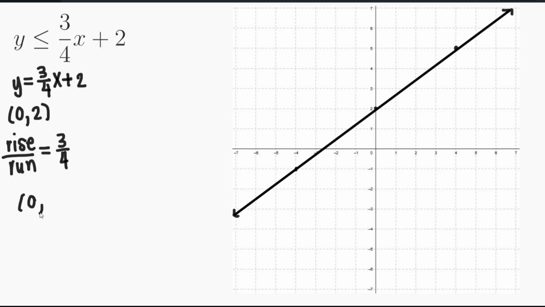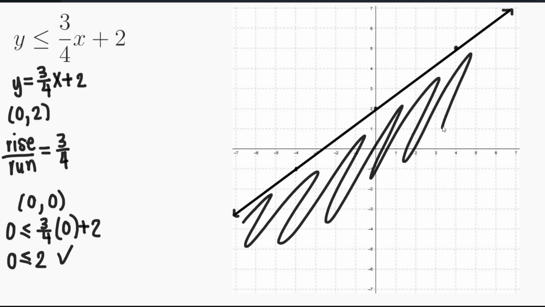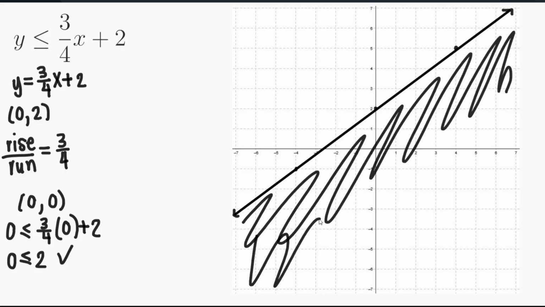If we do 0, 0, we know y is 0, less than or equal to 3/4 times 0 plus 2. 0 is less than or equal to 2. That's correct. So we know 0, 0 is part of our solution. As a result, we know our solution is going to be everything on the bottom.